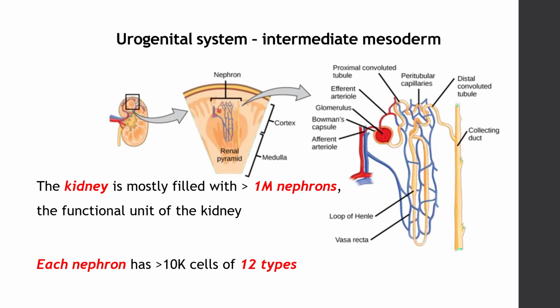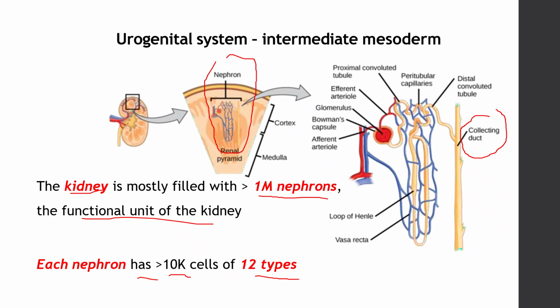We're going to mainly focus on the renal system development. If you remember from high school or from anatomy and physiology, the unit structure is called the nephron, and here you have collecting ducts that are called ureters. We're going to show how both produce signals to promote the development of the other one, and what happened during evolution with these things. The kidney is mostly filled with 1,000,000 nephrons, which are the functional unit of the kidneys, and each nephron has more than 10K cells of 12 different types.